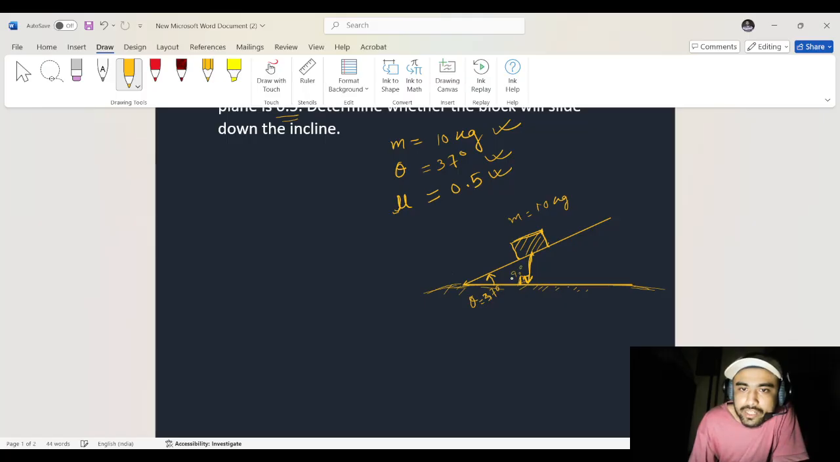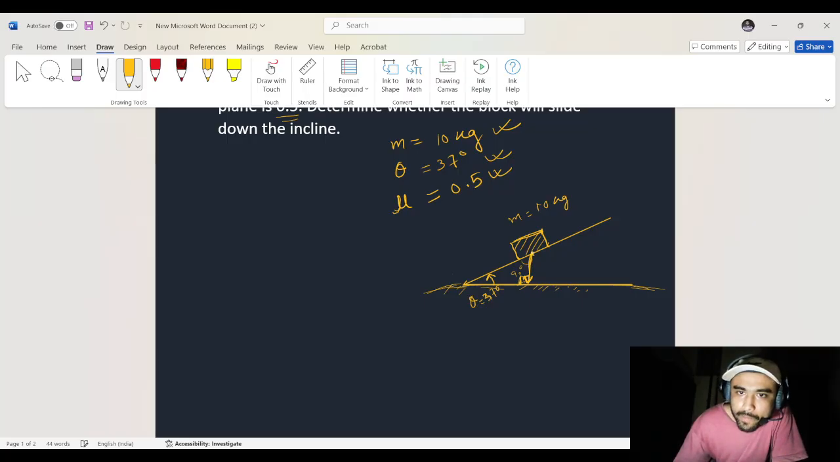Let me assume this angle is 90 degrees and this one is theta. So this angle will be how much? This angle will basically be 90 minus theta. This is theta, this is 90. The total sum of the angles of a triangle is 180 degrees. So 180 minus 90 minus theta is equal to 90 degrees minus theta.